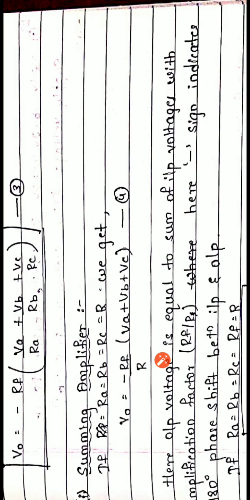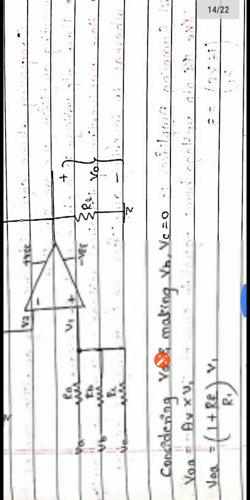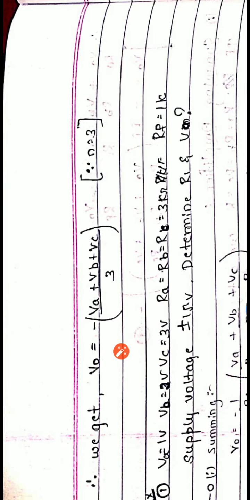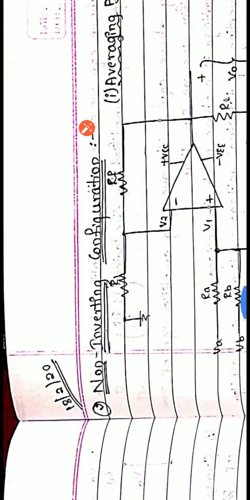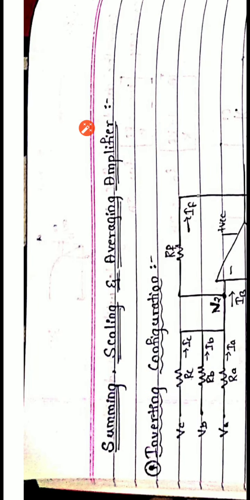So minus of, now I can show the expression here. Here it is shown. Therefore we get V0 equals minus VA plus VB plus VC by 3. That is nothing but the average amplifier, because N equals 3, where N is the number of input signals. So this is about the inverting configuration for summing, scaling and averaging of the amplifier.